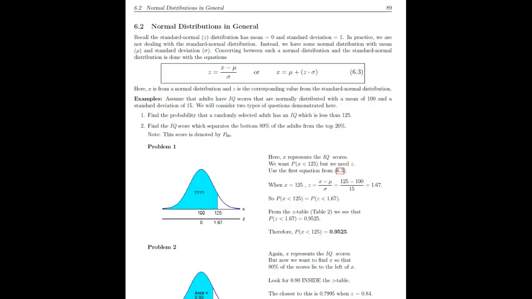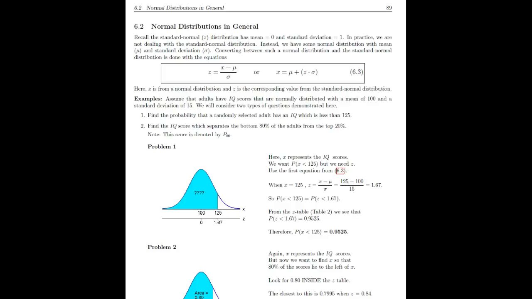Okay, so let's do an example. Assume that adults have IQ scores that are normally distributed with a mean of 100 and a standard deviation of 15. We'll consider two types of questions. One, find the probability that a randomly selected adult has an IQ less than 125. And second, find the IQ score which separates the bottom 80% of the adults from the top 20%. This is typically denoted by the symbol P sub 80, or the 80th percentile. All right, so problem 1.